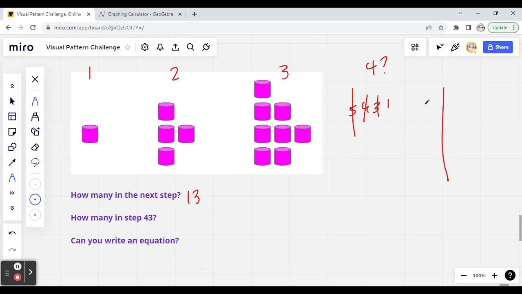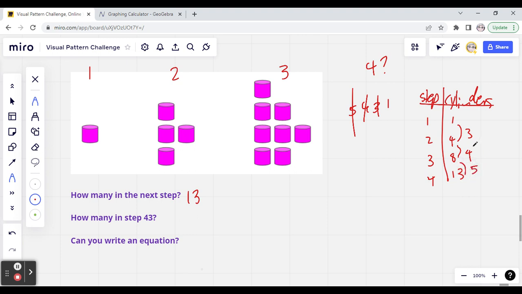Let's take a minute to analyze these numbers so we can really see, is this quadratic or not? So I'm going to make a chart with the step number and the number of cylinders. So in step 1, we've got 1. In 2, that's 4. In 3, that's 8. And we're saying 13 for step 4. And to analyze, of course, we take the difference between each step. So 4 minus 1 is 3, 8 minus 4 is 4, and 13 minus 8 is 5.